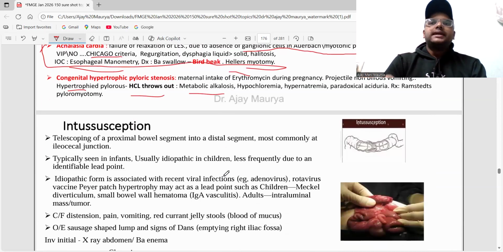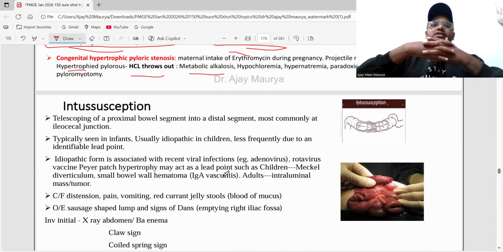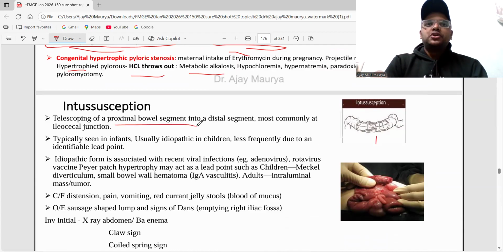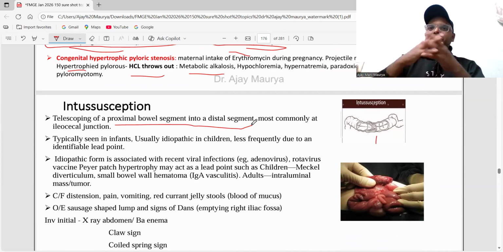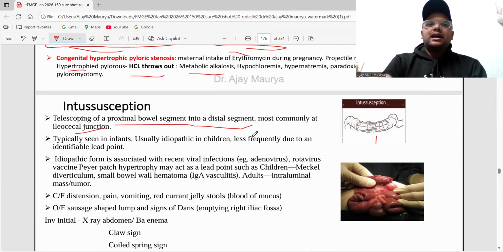These are important ones. Next one, intussusception. What is intussusception? There is a telescoping of a proximal bowel segment into a distal segment, mostly at the ileocecal junction. This is important. Seen in infants, usually idiopathic in children, less frequently due to an identified lead point. Infection, mostly adenovirus, is not going to be asked.